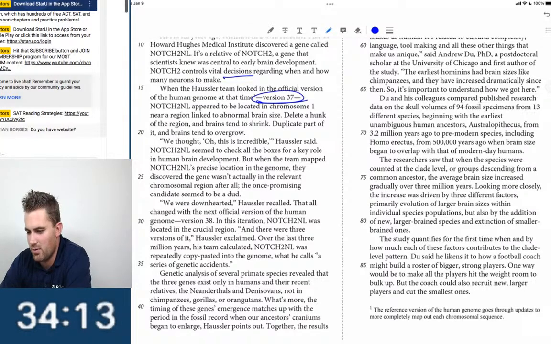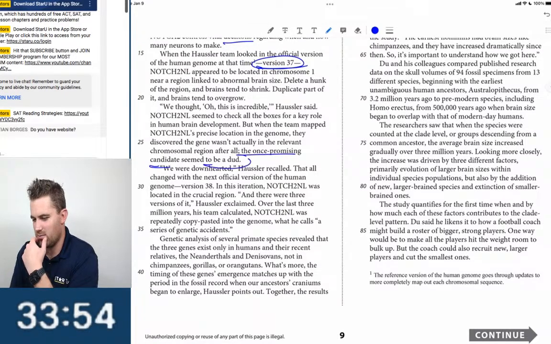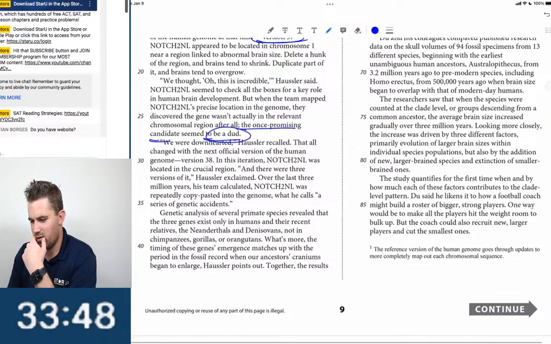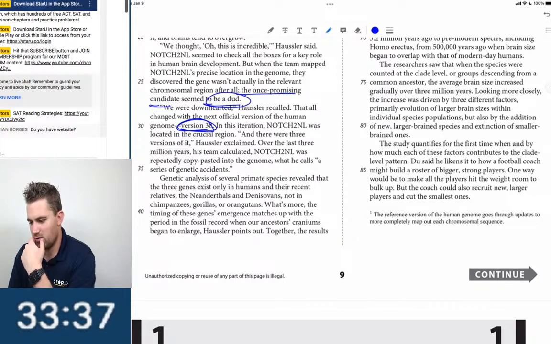Appear to be located in chromosome 1 near a region like the... okay. Seem to be a dud. Okay, so this once promising candidate seemed to be a dud, right? Not good. A dud is not good. It wasn't in the region that they needed it to be. We were downhearted. That'll change with the next version. This iteration, three versions in the last three years. Copy-paste, what we call a series of genetic accidents.